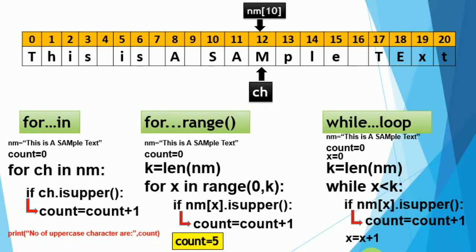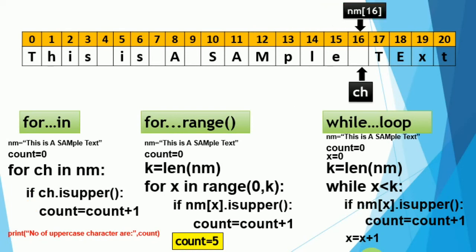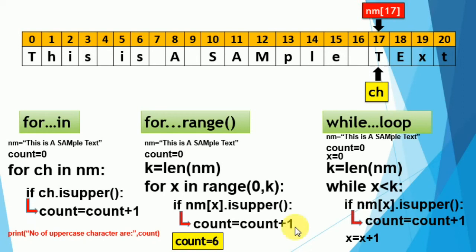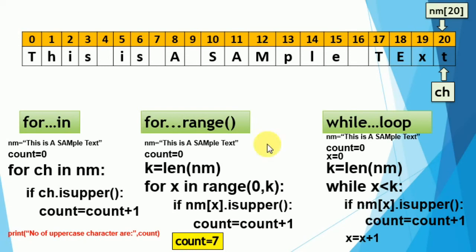But in the next case, P no, L no, E no, space no. What happened in T? Again the counter increases. Why? Because it is an uppercase. So next is E, again counter increased. Then X, then T. This is the concept that is being followed in these programs. And now, if there is any question related to digit, uppercase, lowercase, alphabets, only this isupper is going to be removed, and in place of that, whatever condition is needed, you apply that, and you will get the correct answer.